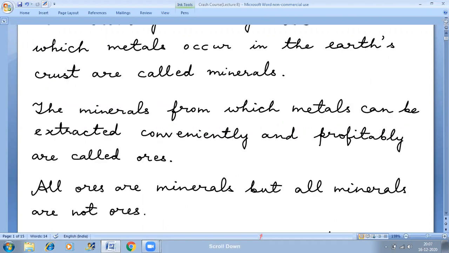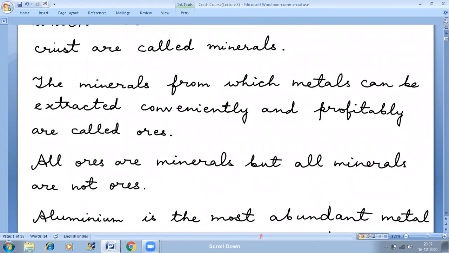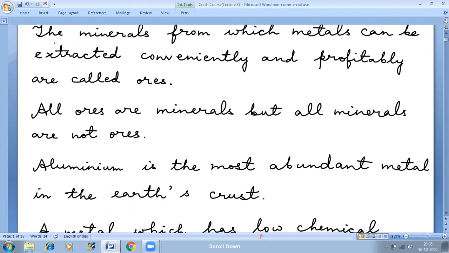So I can say all ores are minerals, but all minerals are not ores. All ores are minerals, but all minerals may not be ores because from all minerals, I may not be able to obtain the metals profitably. So I cannot call all minerals ores. But the ores are definitely minerals. Aluminium is the most abundant metal in the Earth's crust. You have to know this when I ask you.